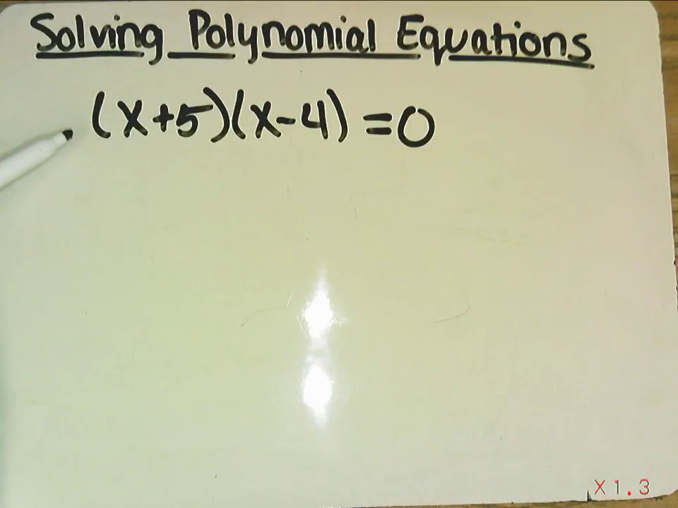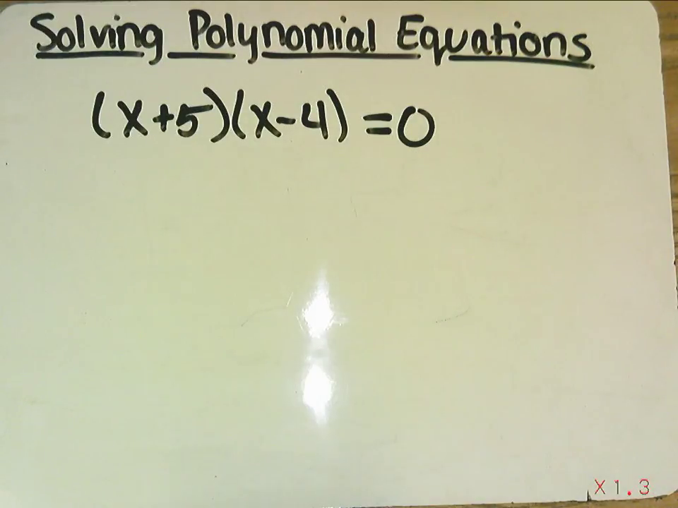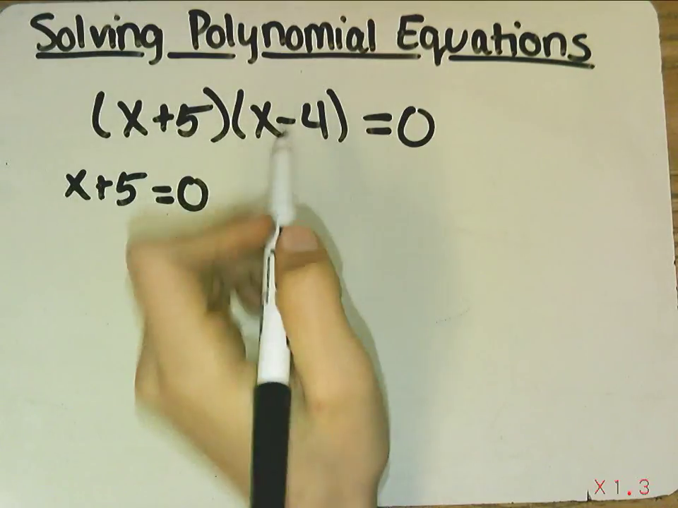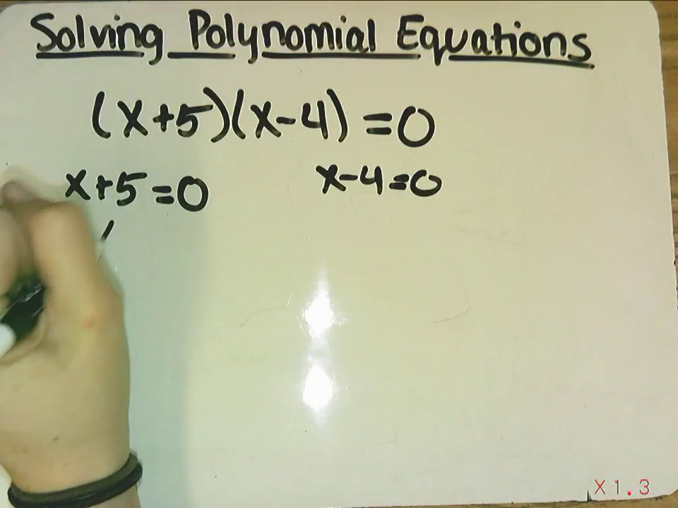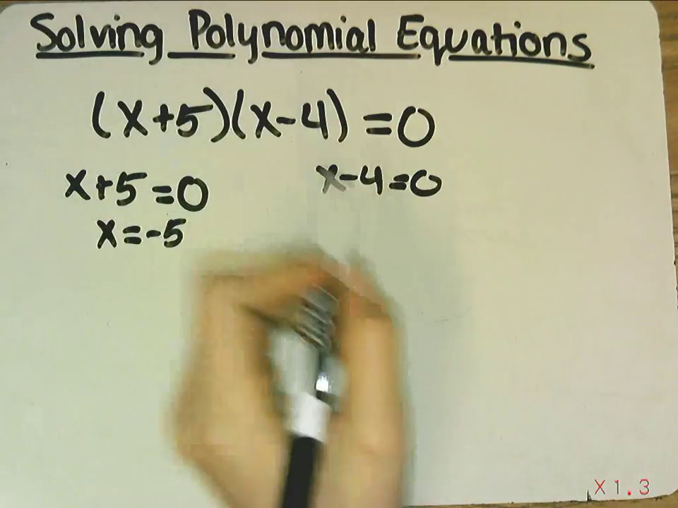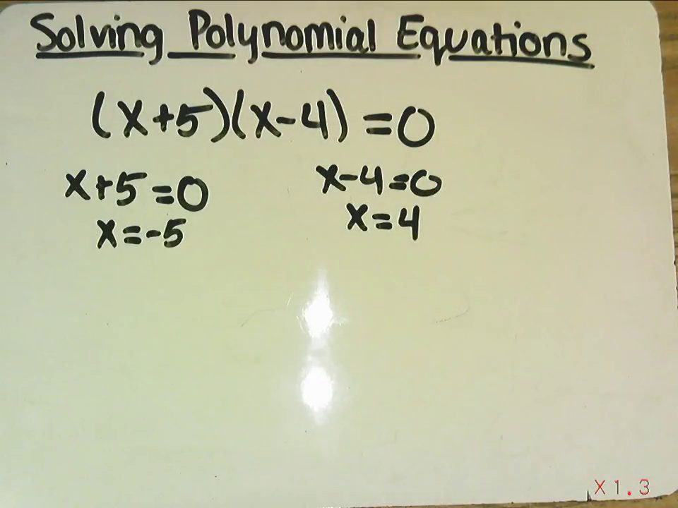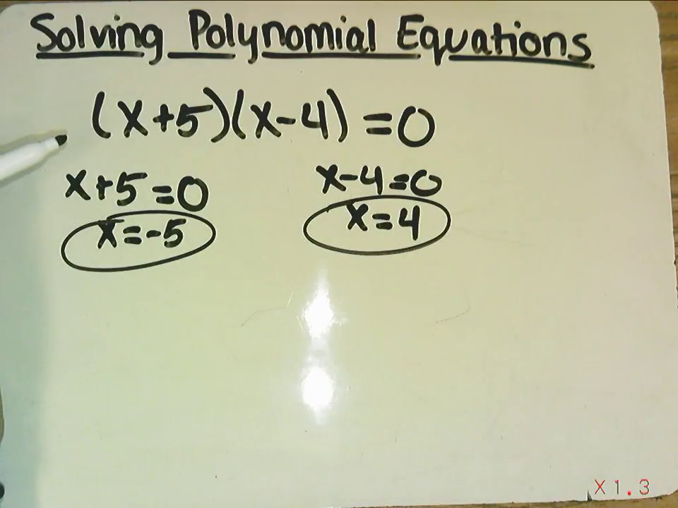So your goal is to get your equation to look something like this. I have two factors multiplied together and they equal 0. From here, all you do is set each factor equal to 0. So my one factor is x plus 5, so I set that equal to 0. My other factor is x minus 4. Set that equal to 0, and now you solve each of these equations. To solve this equation, I would subtract 5 from both sides, so x equals negative 5. To solve this equation, I would add 4 to both sides, and I would get x equals 4. So these are my two solutions to this polynomial equation.